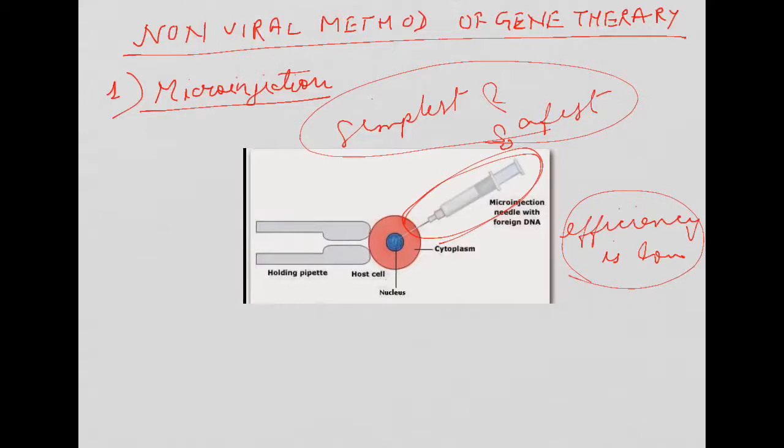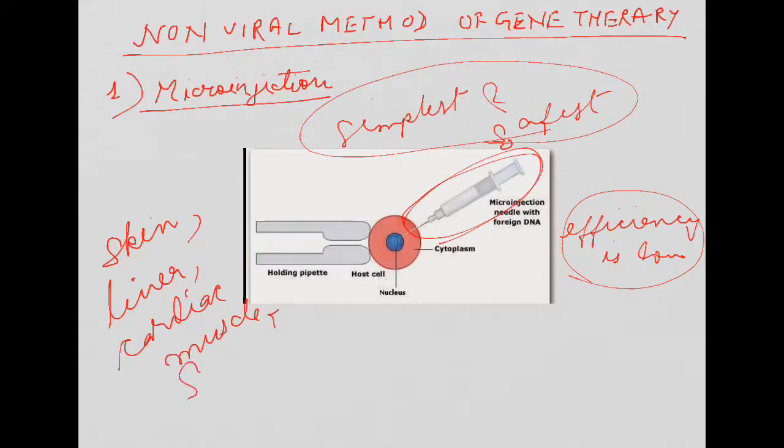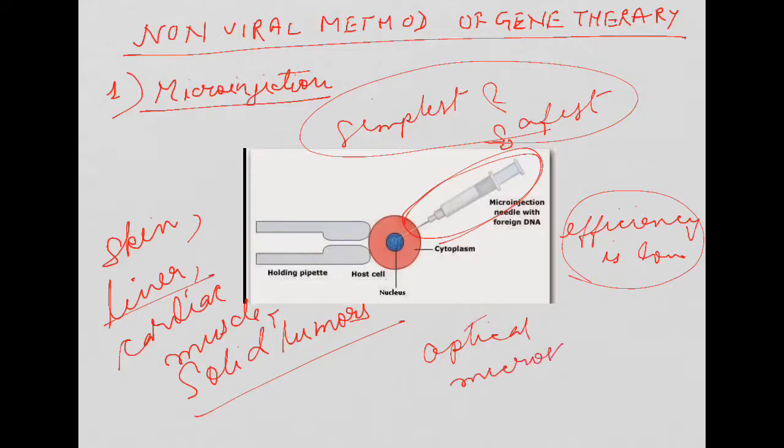The attractive candidate tissues for microinjection are skin, liver, cardiac muscle, solid tumors, etc. It is normally performed under a specialized optical microscope, and the setup is called a micromanipulator. So this was about microinjection.